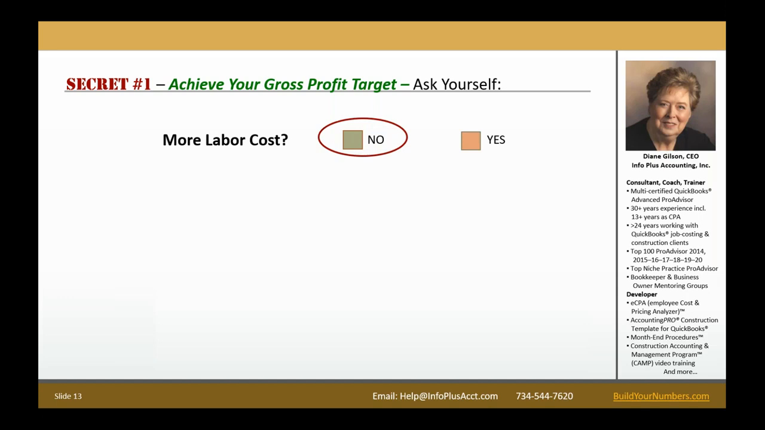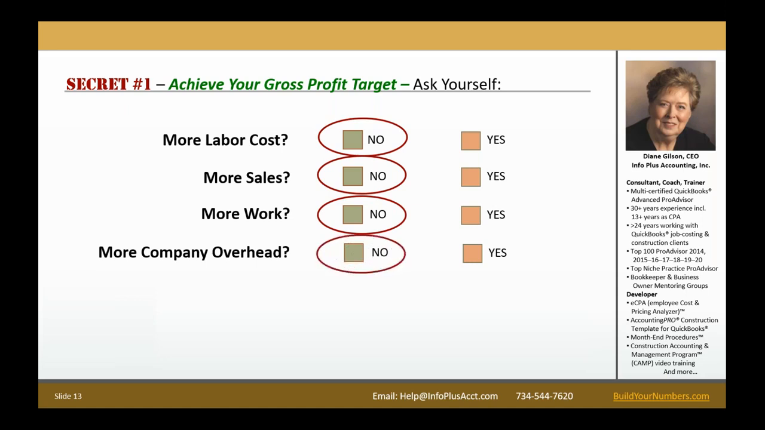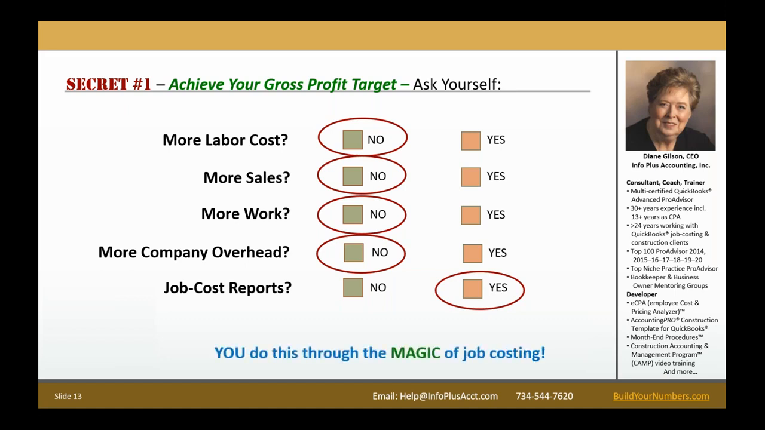So I'm going to ask you guys, did we have more labor cost? No. Did in any of these cases, did I show that we had to make more sales? Nope. Did we have to do any more work? Nope, shouldn't have had to have done any more work. Do we have any more company overhead? No, I didn't change that in any of those scenarios. But what we did have was job cost reports, and using those job cost reports to make a big difference. You're seeing a theme here. You do this through the magic of job costing.